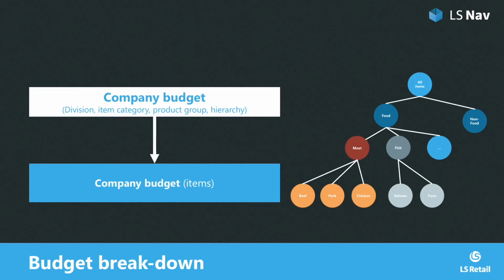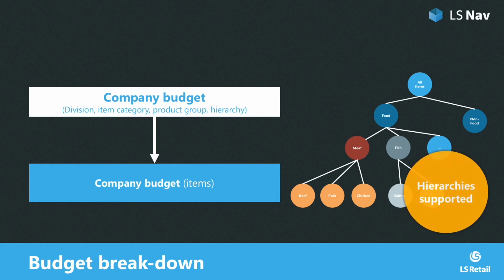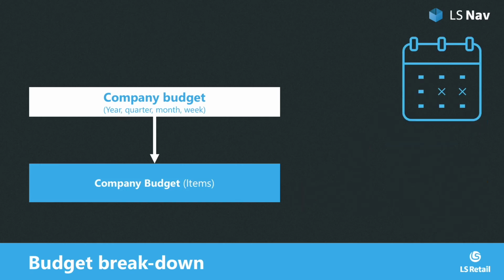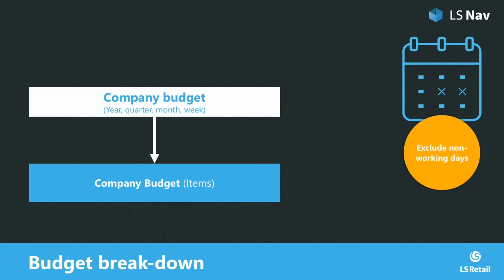You can also break down high-level budgets, which are based on division, item category, or product groups, to detail-level item budgets. Of course, the budget supports the recently introduced item hierarchies, which allows you to plan on limited levels. Breaking down from high-level time periods, like year, quarter, months, to days is also supported. Store calendars or standard NAV-based calendars can be used to exclude non-working days, like Sundays or public holidays, when transforming the budget.